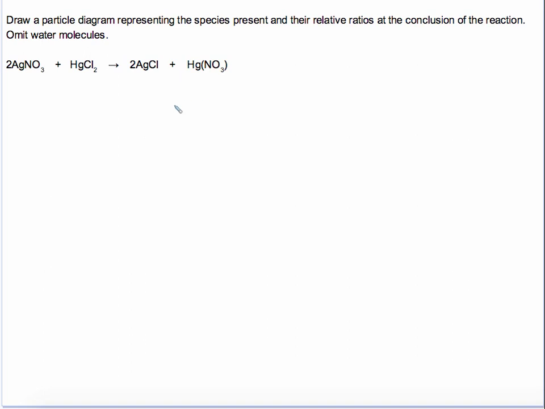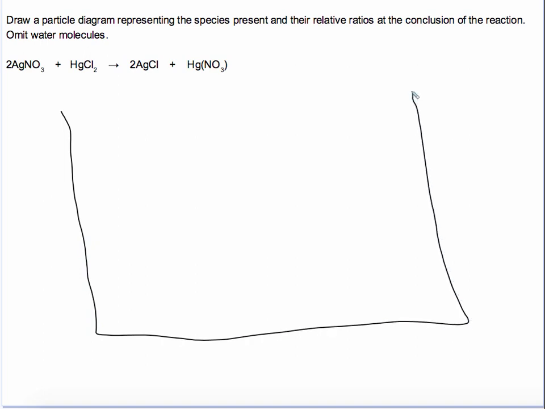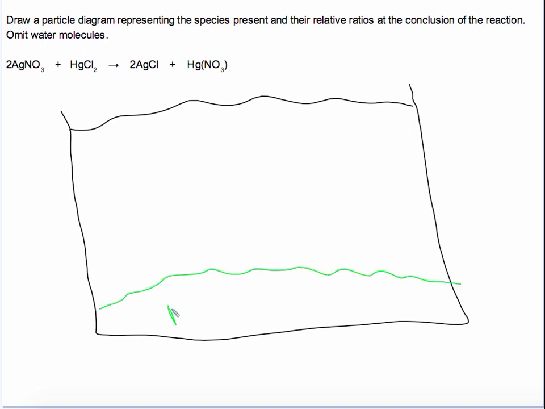Okay, draw a particle diagram representing the species and their relative ratios at the conclusion of the reaction. Okay, so here's my big beaker here. So we've mixed them all together just like the problem said. And so now I know at the bottom I have this precipitate, which is AgCl solid. So that's at the bottom, okay?